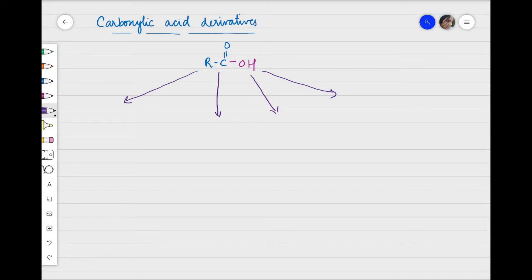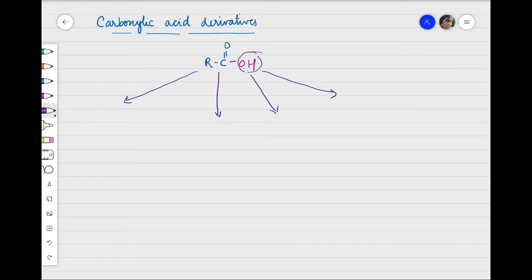When you replace the OH of our carboxylic acid, which we generally represent as RCOOH, with atoms or groups of atoms, we get carboxylic acid derivatives. In this chapter, we'll basically discuss four sets of aliphatic carboxylic acid derivatives. So let us look into what they are.